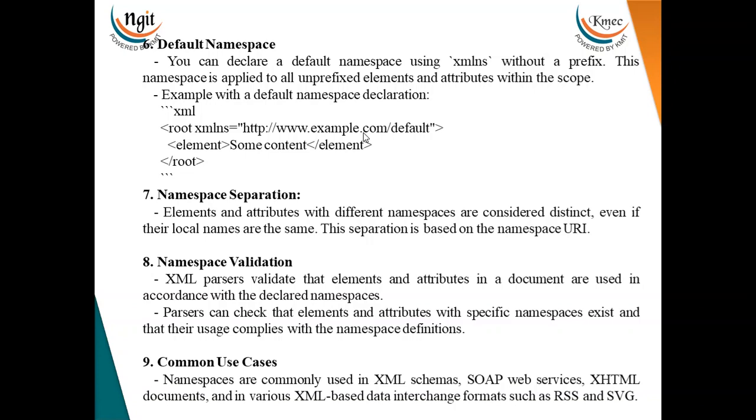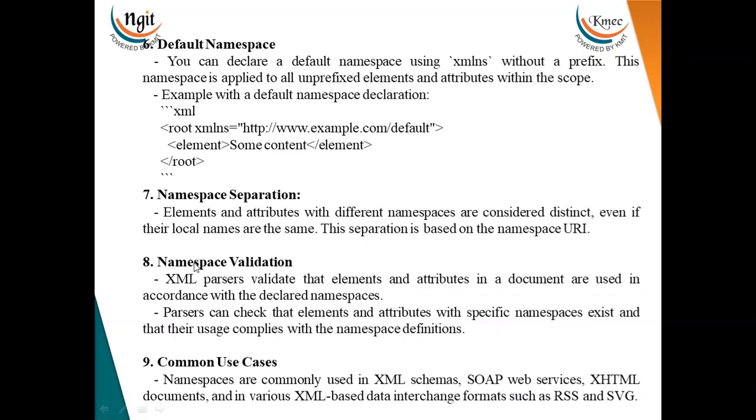Namespace separation: elements and attributes with different namespaces are considered distinct, right? With different documents, those are two different documents, and the two library elements are different in context, even if their local names are the same. The separation is based on the URI, as we know.